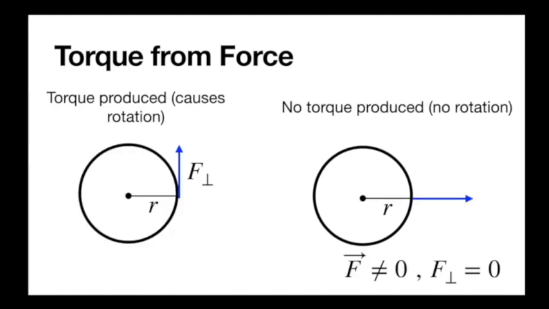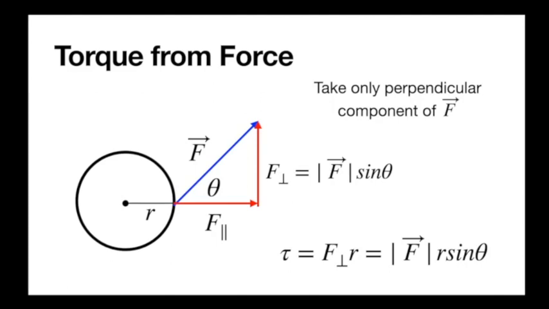Not all forces, like we just saw, are perpendicular to this position vector. For instance, here we have two forces with the exact same magnitude applied in the exact same location, except this one is perpendicular and this one is completely parallel to this R, right? So in this case, F is not 0. We have a non-zero force, but our F perpendicular, how much of this force that is perpendicular to R, is 0. And the way we find out how much is with trig.